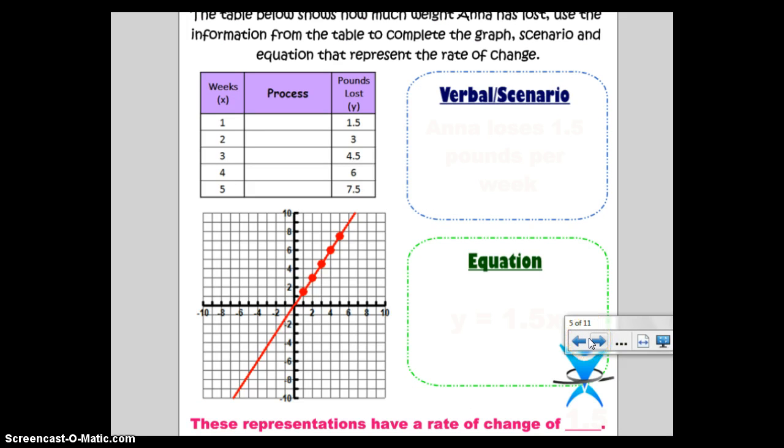As we look at our next problem, we're talking about Anna, who has lost weight, and we want to use the information in our table to complete the graph, scenario, and equation. Since we are already given our table, we can take the x of 1 and the y of 1.5 and plot it on our graph. We'll move right 1 and up 1.5. We will then move right 2 and up 3. We could move right 3 and up 4.5.